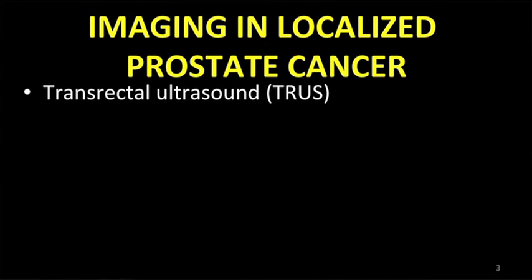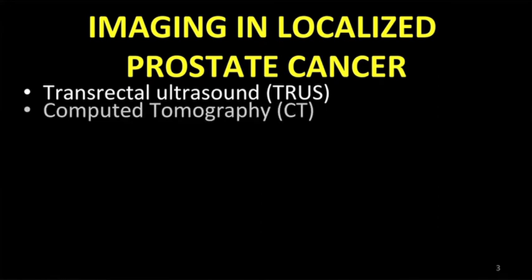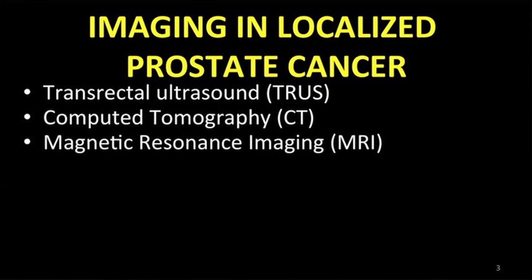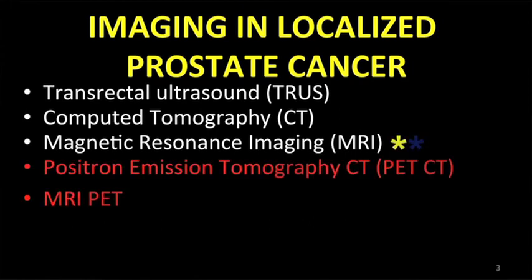These are the basic modalities that we use in imaging of localized prostate cancer. The first is transrectal ultrasound, which is mainly used for guiding the biopsies nowadays. We have CT, which is used for depicting the distant disease, but not the localized disease too much. We have MRI, which works fine in the setting of localized prostate cancer. And we have PET-CT. Today's topic will be mainly MRI of localized prostate cancer.